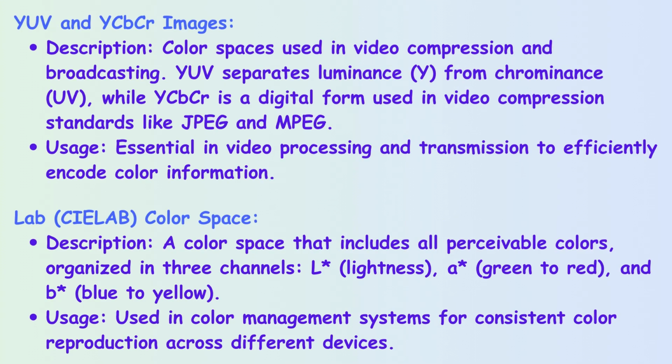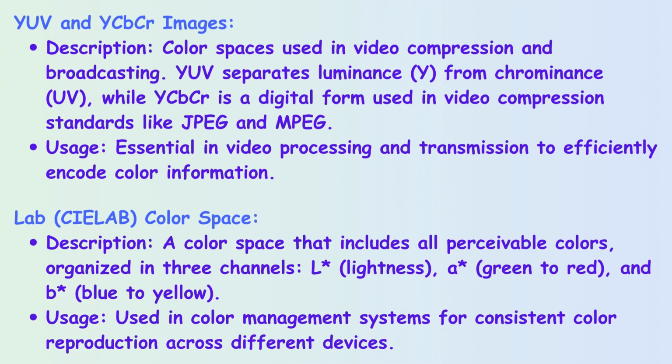YUV and YCbCr images. Description: Color spaces used in video compression and broadcasting. YUV separates luminance (Y) from chrominance (UV), while YCbCr is a digital form used in video compression standards like JPEG and MPEG. Usage: Essential in video processing and transmission to efficiently encode color information.